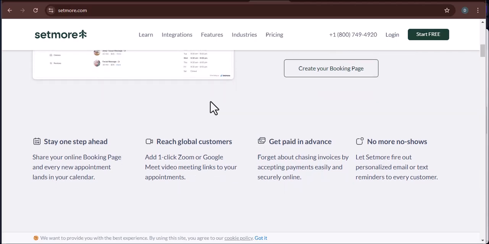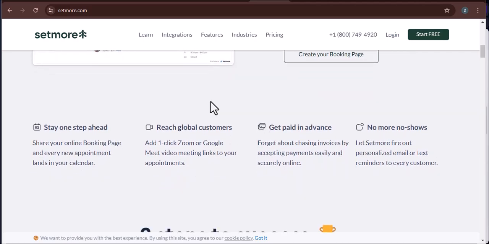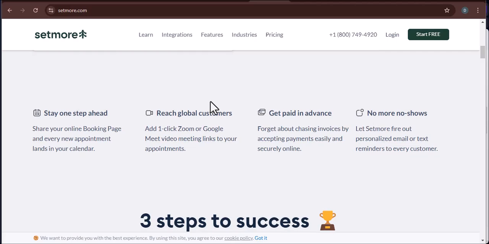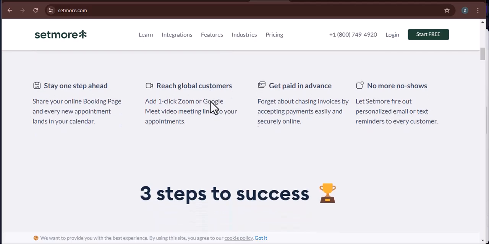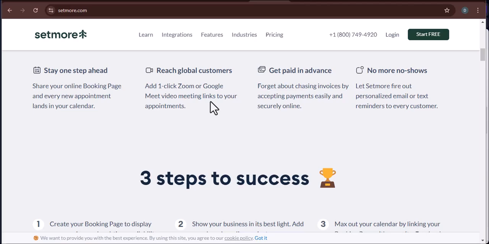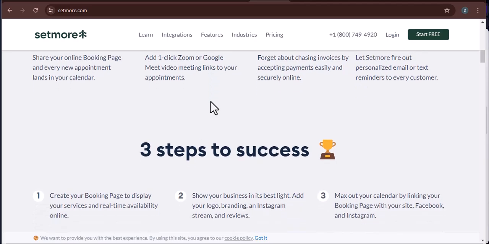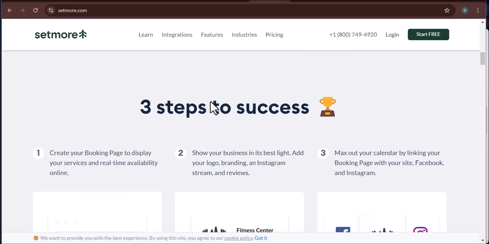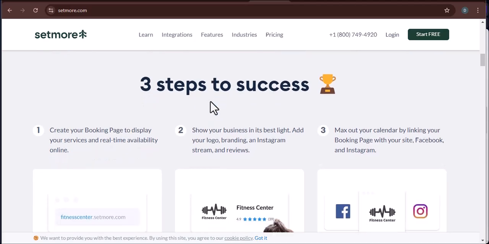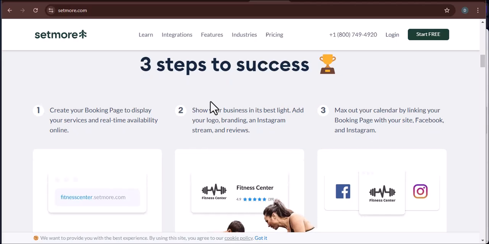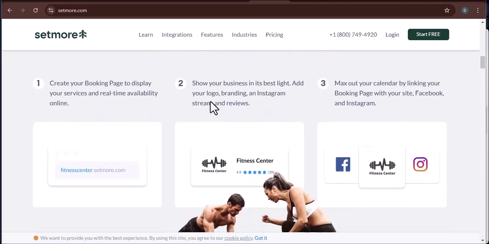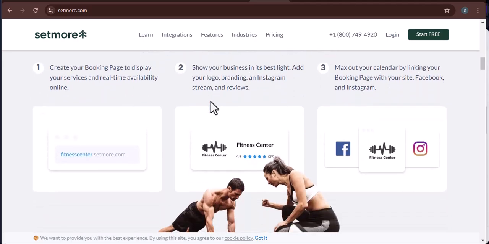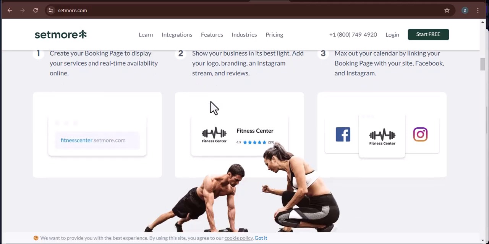Setmore also offers other complementary features that work in harmony with lead time, such as working hours, breaks, and buffer times between appointments. These all contribute to a robust and stress-free scheduling system. When lead time is combined with these other settings, you truly gain mastery over your calendar. You're not just accepting appointments, you're orchestrating your day, your week, and your business's future.